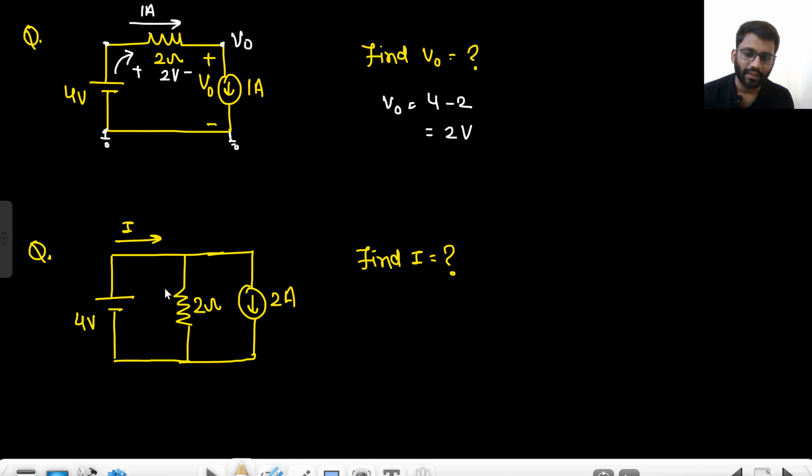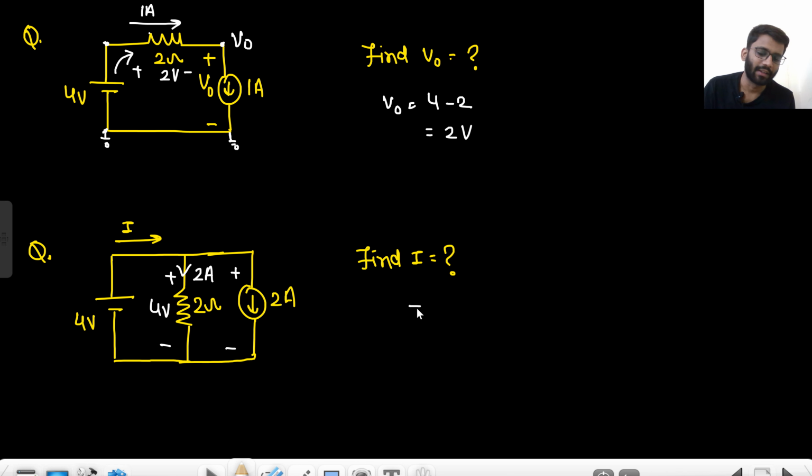Now you need to find the value of I. So this 4 volt will be across this resistance, right? This 4 volt will also be across the 2 ampere current source as well. But this 4 volt will be across this 2 ohm resistance. That is for sure, right? So if this 4 volt is across this 2 ohm resistance, then what is the current flowing here? Direction will be like this, from high potential to low potential. So the value will be 2 ampere.